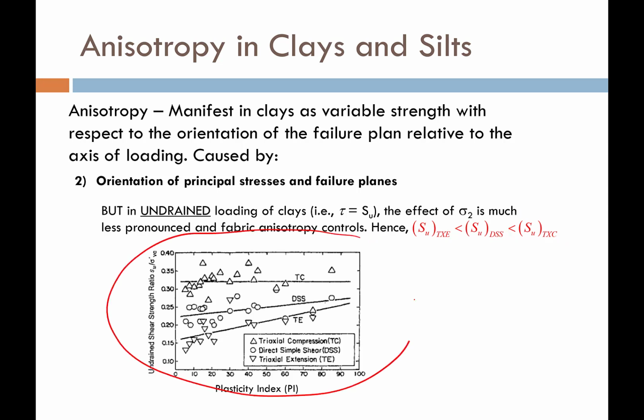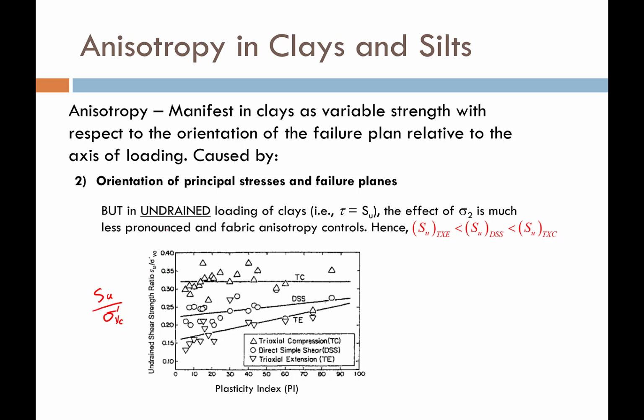Here's a nice plot I believe was developed by Chuck Ladd. I don't have a reference on here, but I believe this comes out of his work with Shansett. And what he's showing here is ratios of undrained shear strength divided by initial vertical compressive stress, or vertical effective stress. Okay, so this is just the ratio.